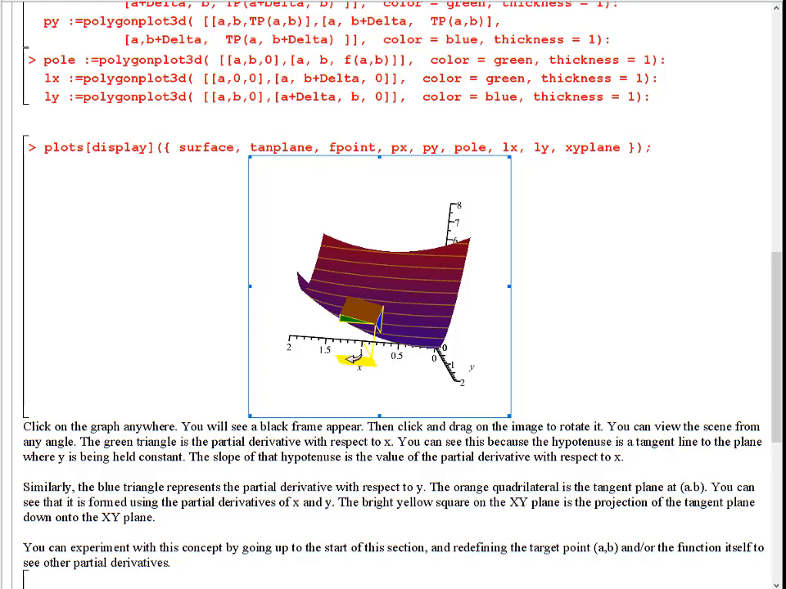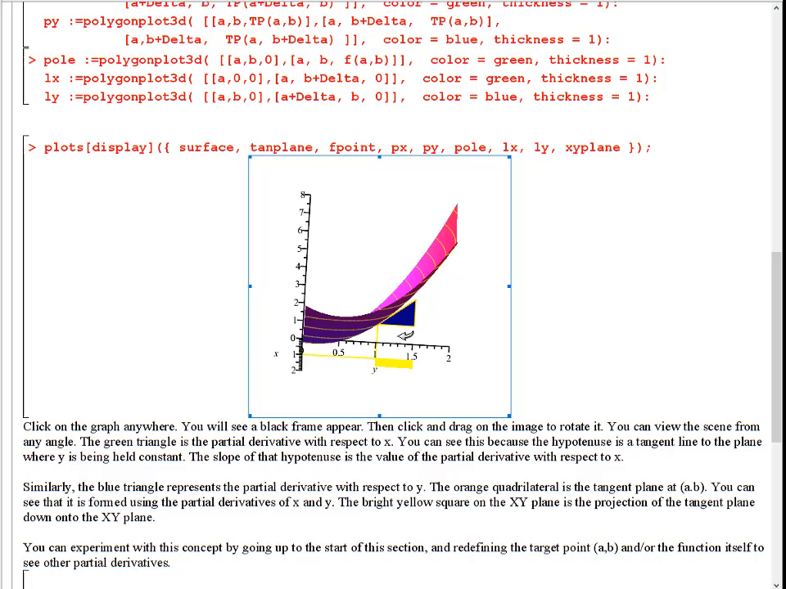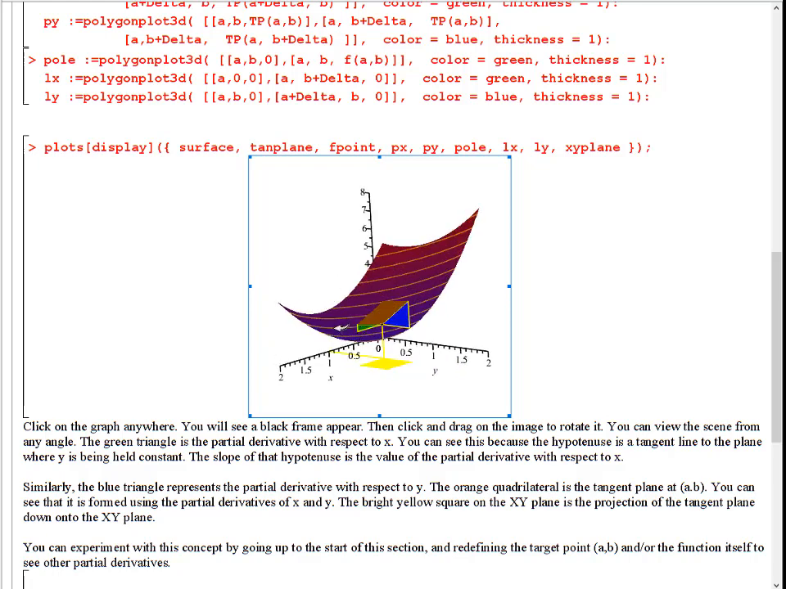Alternatively, we can keep x fixed. So keep x fixed at 1 and move in the y direction. And what we find here is that it's sloping up more steeply in the y direction. So the slope in the y direction is steeper than the slope in the x direction.